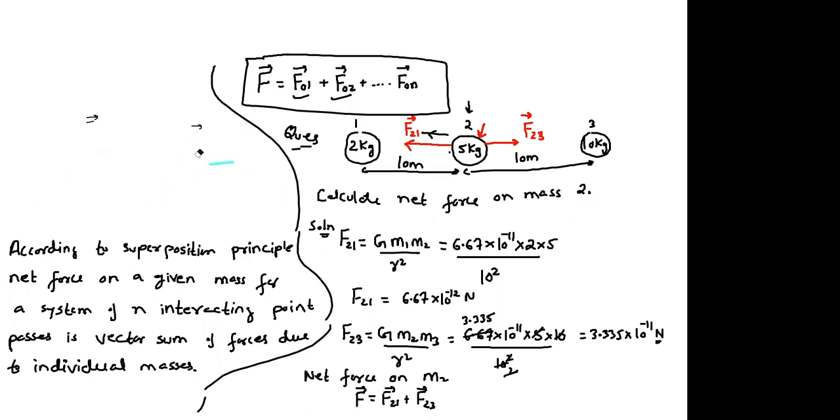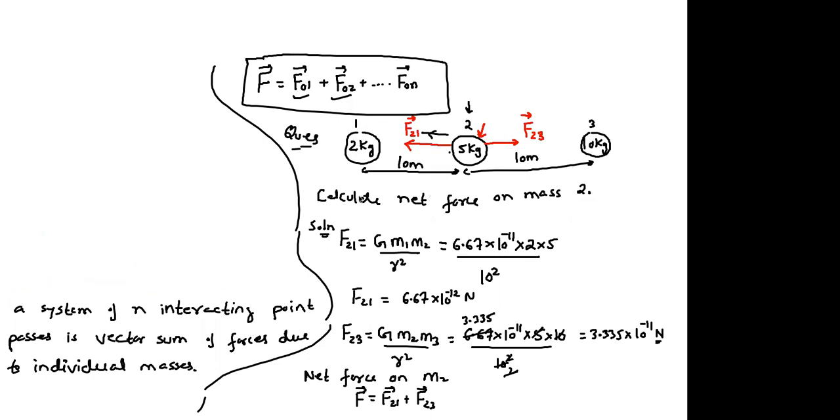Can you guess the angle between these two forces, F21 and F23? 180 degrees. They're acting in opposite directions. So if vectors are acting in opposite directions, then instead of using the entire parallelogram law for adding, you can directly subtract them. You can subtract the smaller from the greater one. Which one is greater, F21 or F23? F23 is the greater vector. So you write this as greater minus smaller.